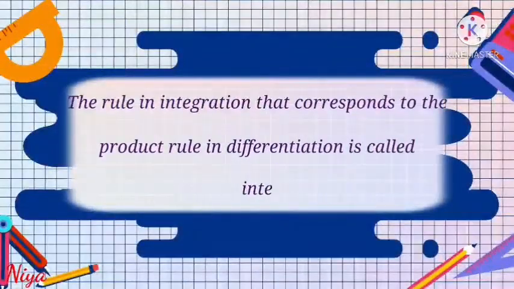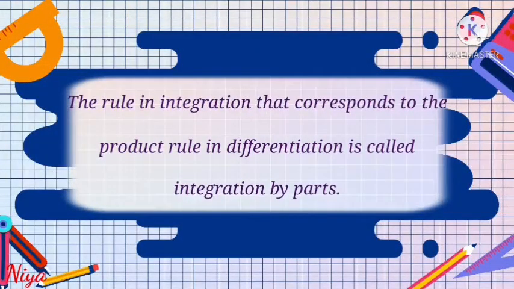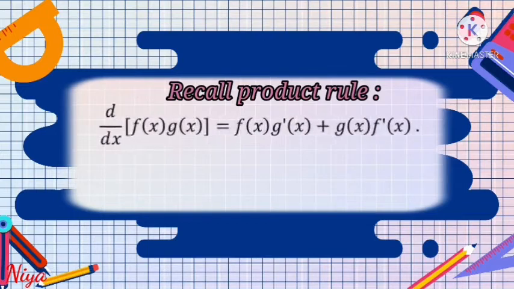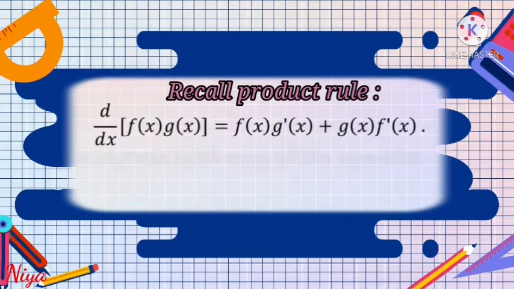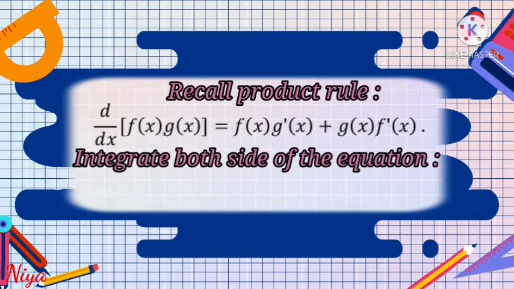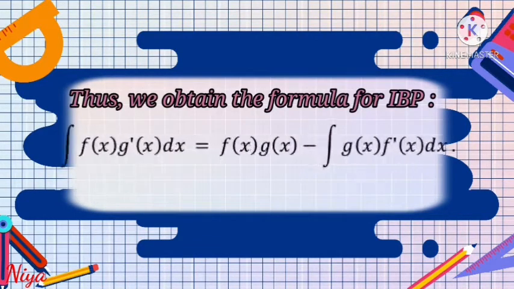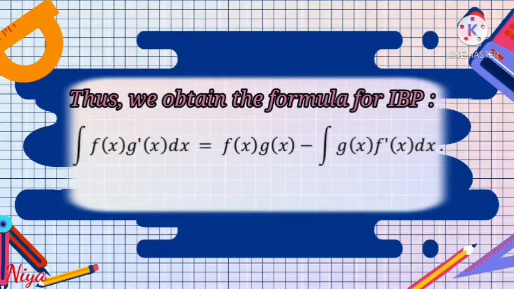The rule in integration that corresponds to the product rule in differentiation is called integration by parts. When we recall the product rule, the formula is as shown below. Integrating both sides of the equation will be as shown below. Thus, we obtain the formula of integration by parts.